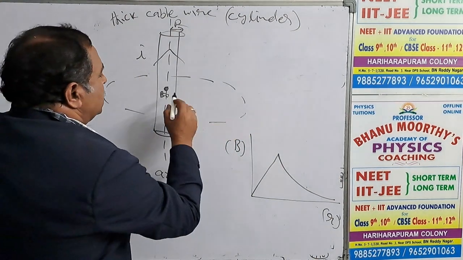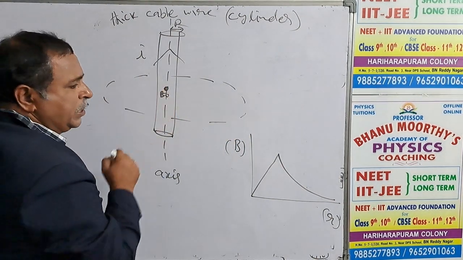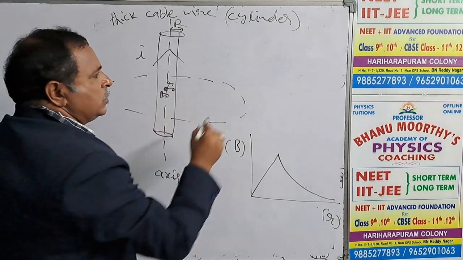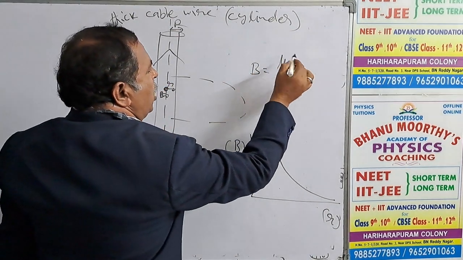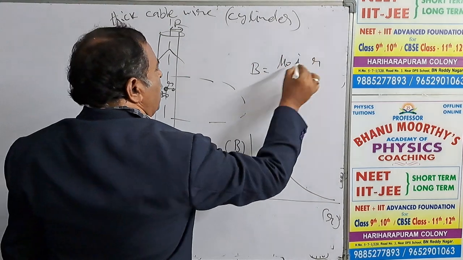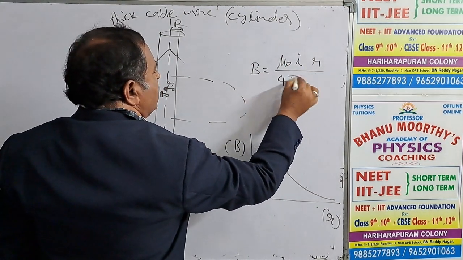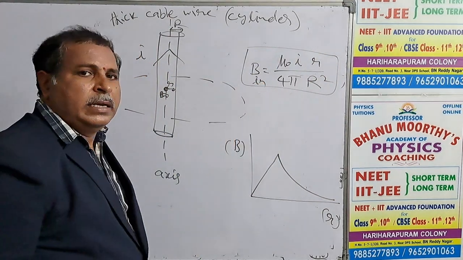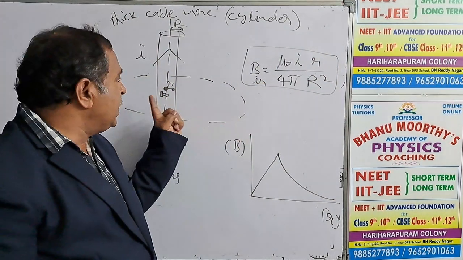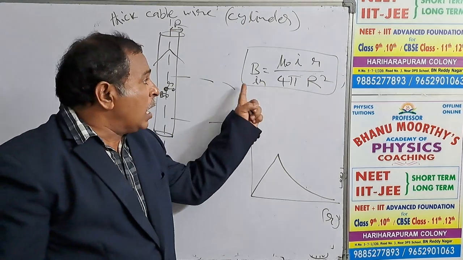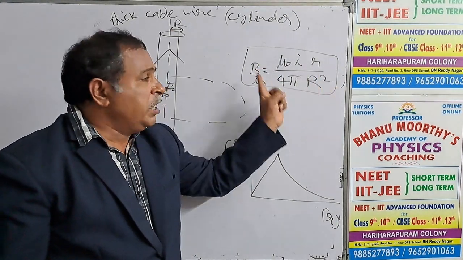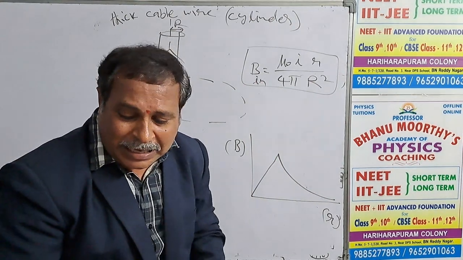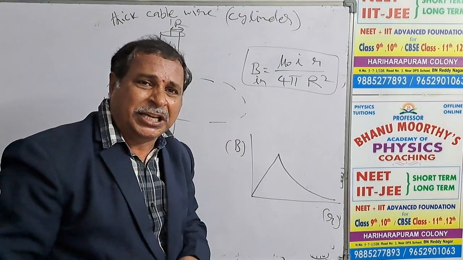So on the axis, magnetic induction is 0. Inside, at a distance small r, the magnetic induction formula is B inside equals mu naught I small r divided by 4 pi capital R square. This is the gunshot formula, and from this gunshot formula they asked this question.